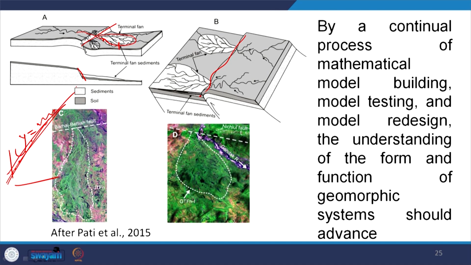So, a conceptual model, through a mathematical relationship, is converted to a mathematical model. Through the mathematical model we predict what the future scenario will be. So, this is all about geomorphological modeling. We have discussed this mathematical modeling.